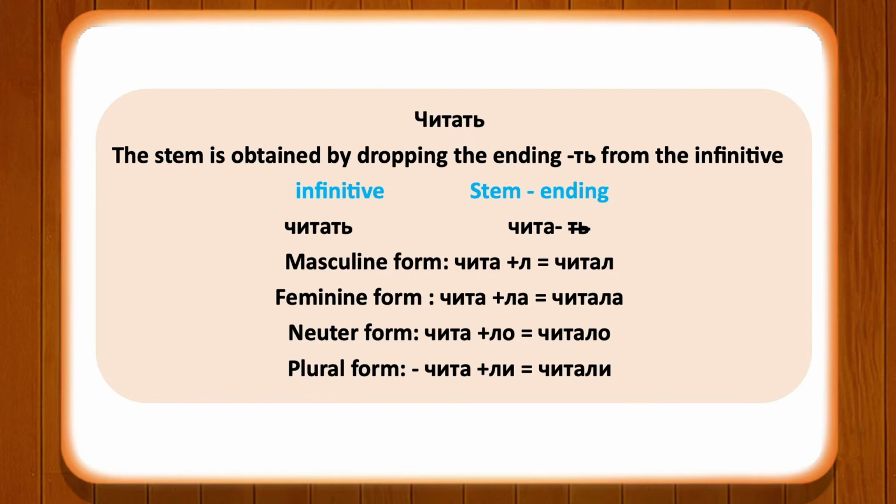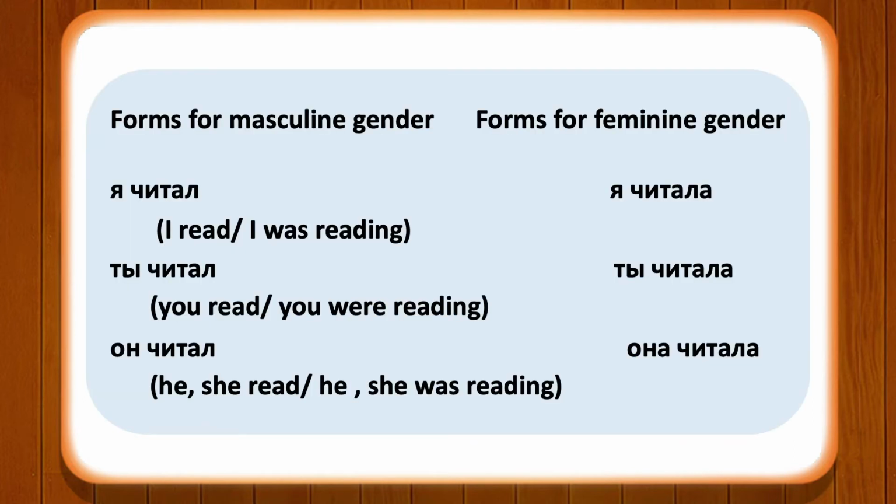I'll again repeat. For the nouns of masculine gender, you will use the form chital. So ya, if it is a boy, if it's a masculine noun, then it will be ya chital. Ty chital, and on chital. So ya chital would be I read or I was reading. Ty chital would be you read or you were reading. On chital would be he read or he was reading.